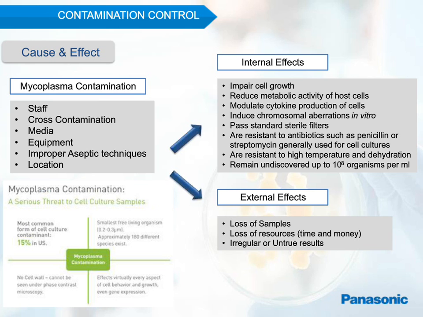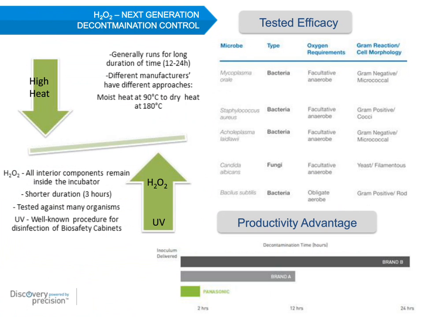So that has a number of effects, right? It can impair your cell growth, it can reduce metabolic activity, and modulate a lot of different reactions. So your cells aren't actually reacting how they should react, right? The greater result of that is you can lose samples, but more so you can lose time. You'll have to spend more money on resources, and worst of all, you can have irregular or untrue results. So we have to address these types of things within our CO2 incubators, right?